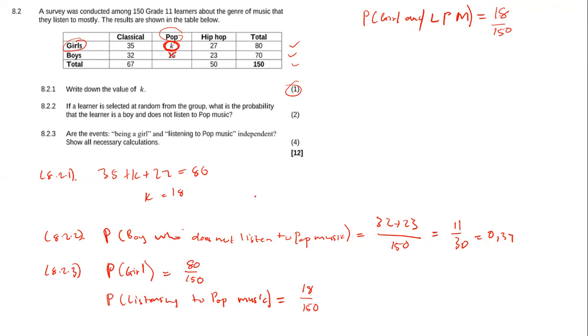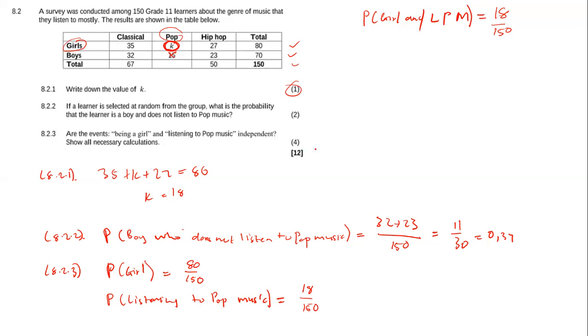Yes, this is 18, and therefore here it's going to be how much. I did my calculations here. I want to see if I did correct calculations. We said probability of girl and pop music is equal to that. So let me see something. I'm going to say 80 divided by 150 multiplied by 33 over 150, and then we get 44 over 375, which is 0.11, and therefore 18 divided by 150 is going to be 0.12.